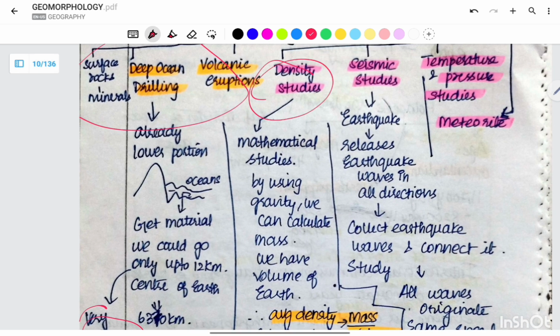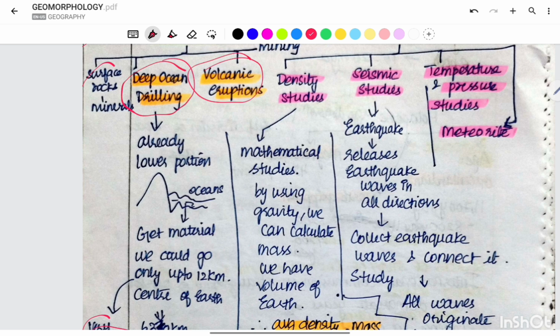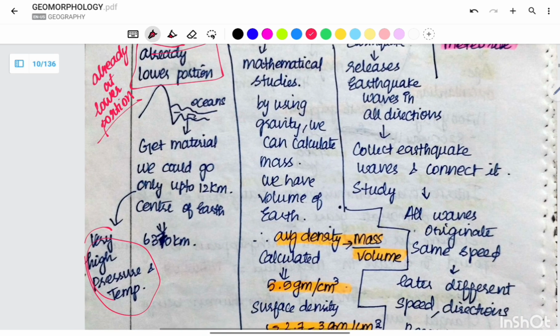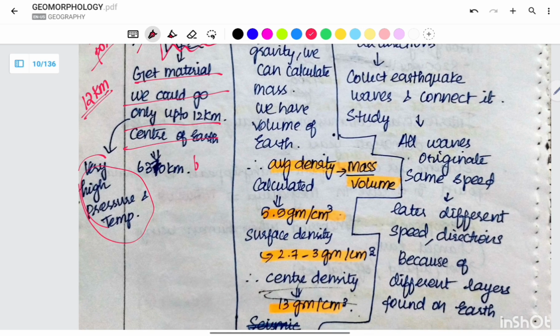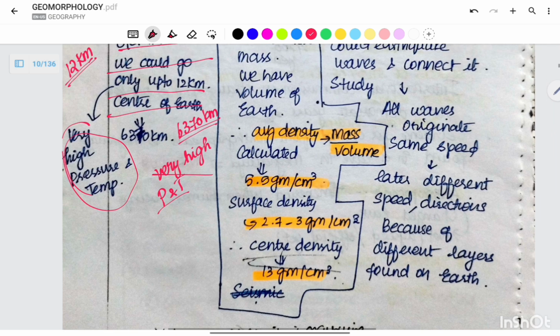Now density studies are mathematical. We know the surface rocks, which consist of minerals, and we also know the volcanic eruptions. In deep ocean drilling, the materials are already at a lower portion. When going for the deep ocean to get the material, we could go only up to 12 kilometers. The center of the earth is 6370 kilometers, so we have very high pressure and temperature.